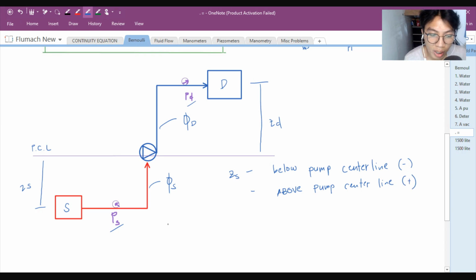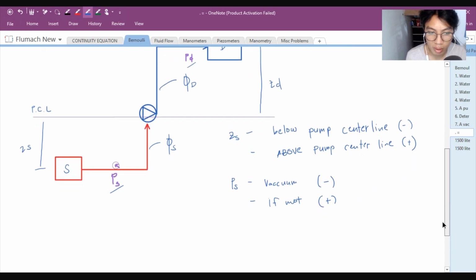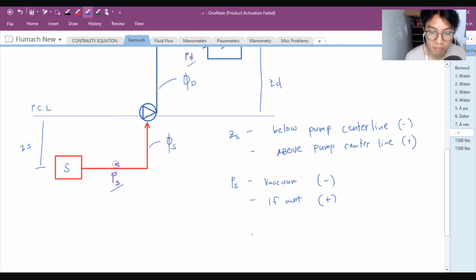Now, how about the pressures? If your pressure at the suction is at vacuum, we can say the pressure is negative. If regular lang naman, otherwise, positive. For head losses, they are always additive. Add mo parati.